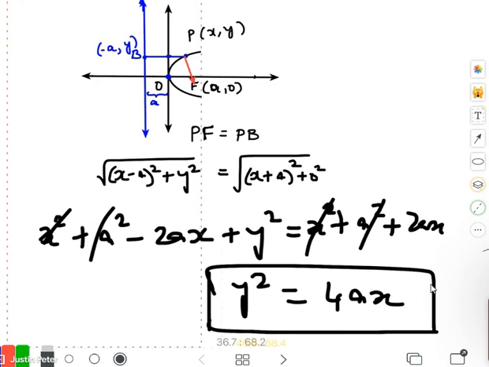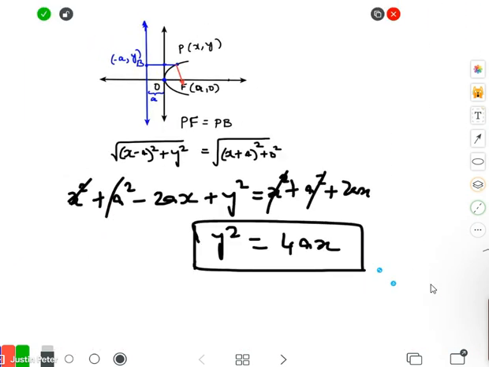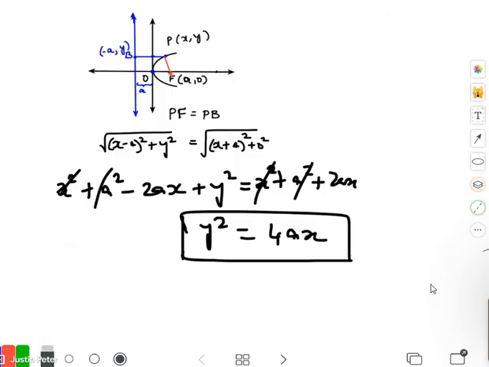And one thing that we need to note here is the value of a. In this case, will it be positive or negative? It is positive because it is on the right side of your y-axis. Clear?